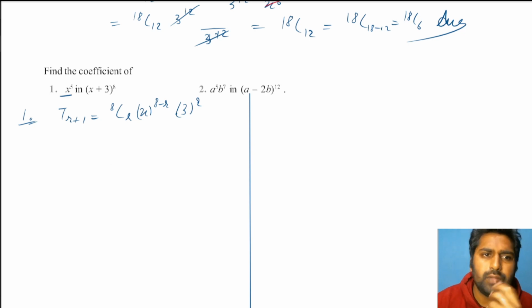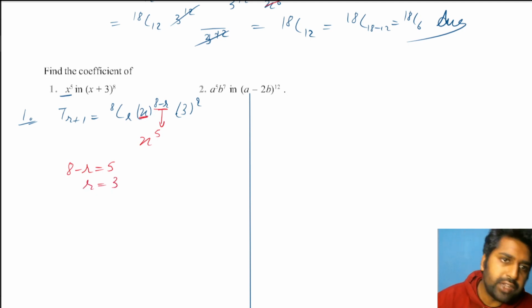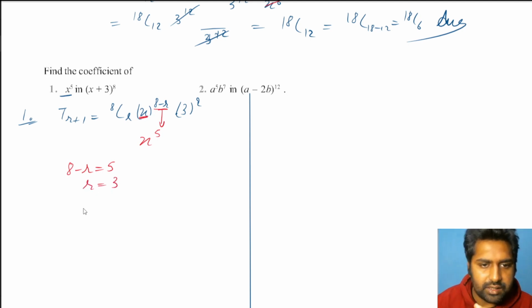Okay, now what do you need? You need x raised to power 5. And what is the power of x right now for you? 8 minus r. So somehow this 8 minus r should become 5. So we can generate the condition directly. 8 minus r should be 5. That gives you r as 3. Now that you already know r as 3, just put down the value in this expression.